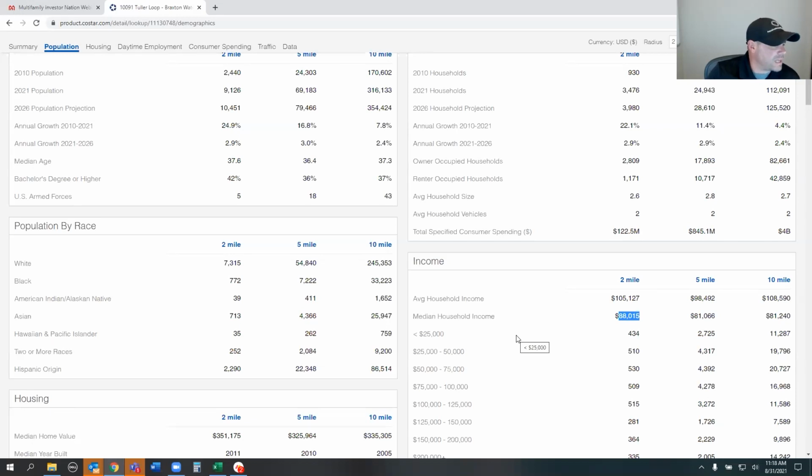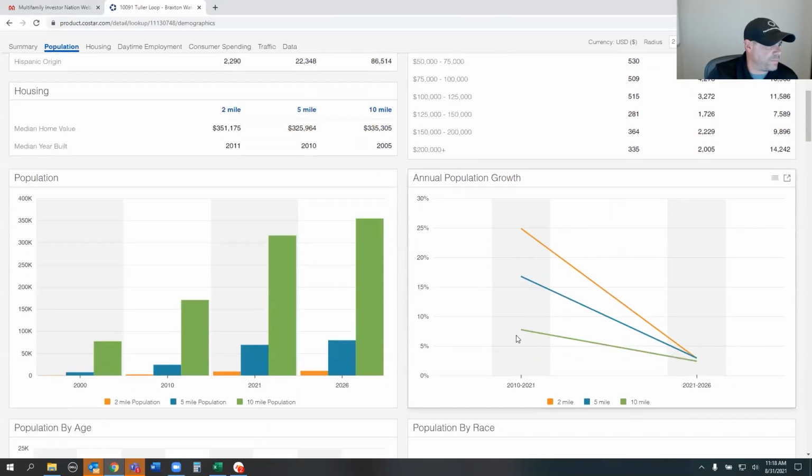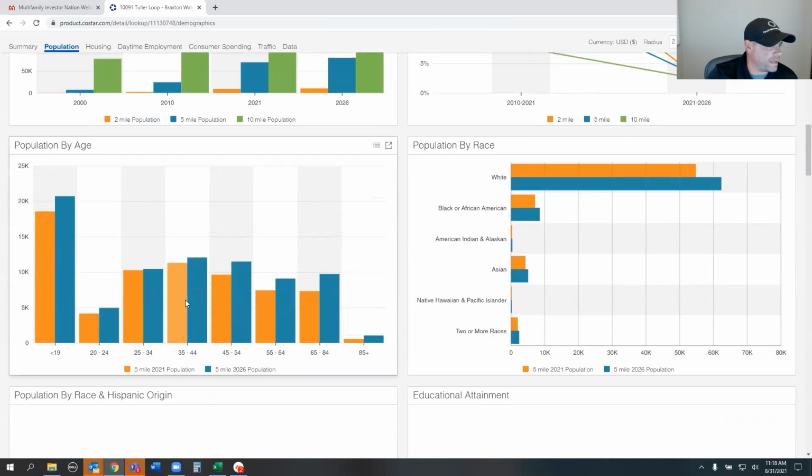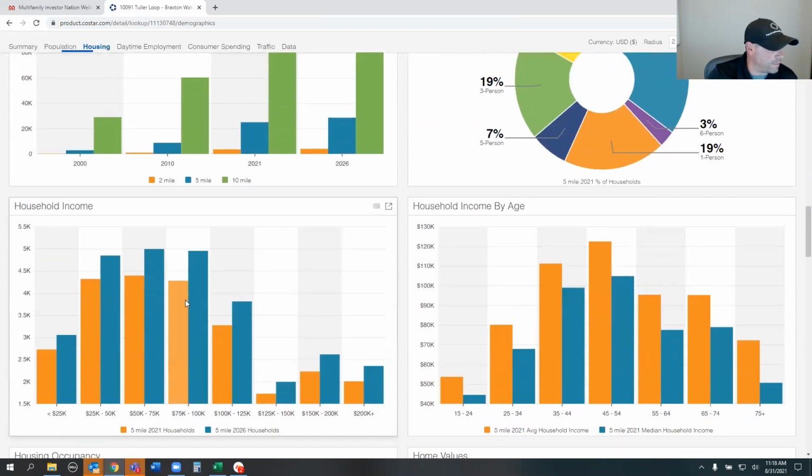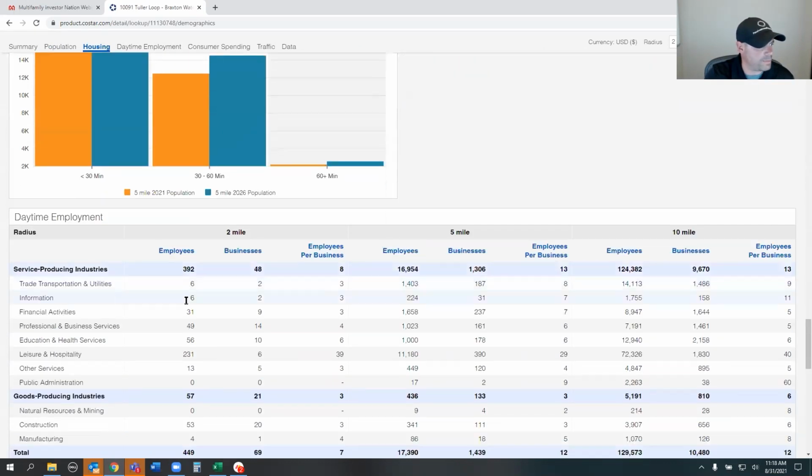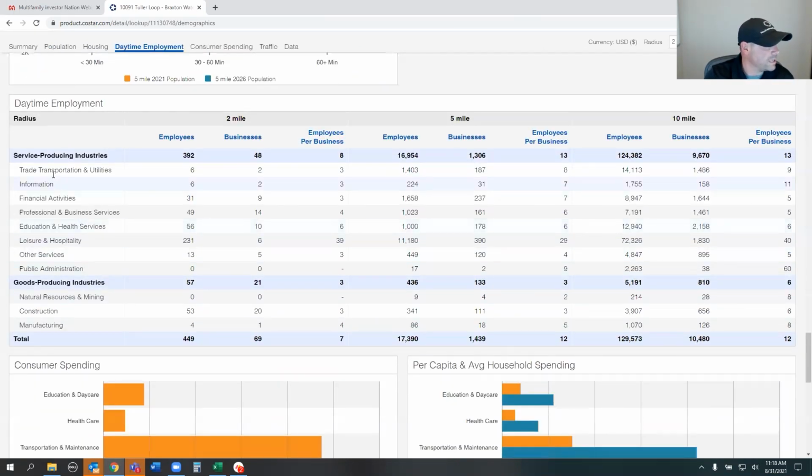All right, so that's kind of where we look at the income level. As far as the population, here's some graphs, obviously. But it's going to come down here and talk about some of the employment: service producing industries, trade and transportation, information, financial activities, professional and business services, education and health services, leisure and hospitality.